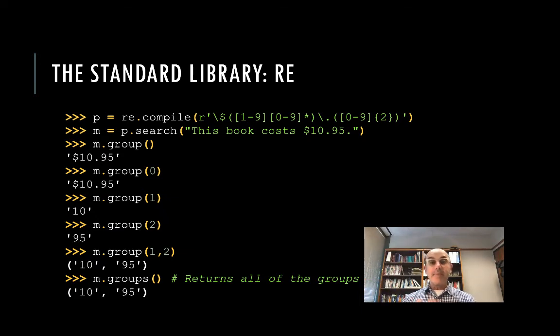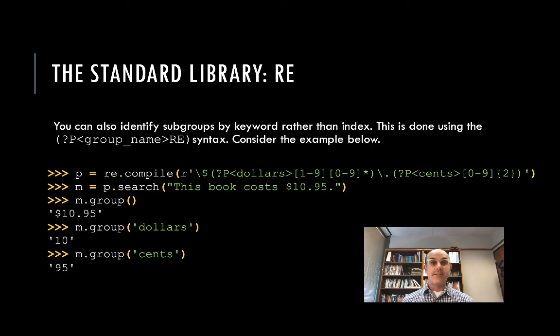Again, with the dollar sign, I will do a match on "this book costs $10.95". And this is how it will work. In this case, I'm running the function group, and it will tell me that it costs $10.95. If I add two arguments, 1 and 2, it will come back with those two values. And if I say m.groups with an s, it will return all the groups as a tuple in this case.